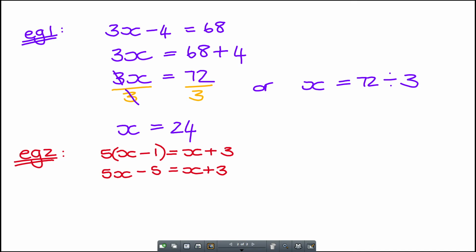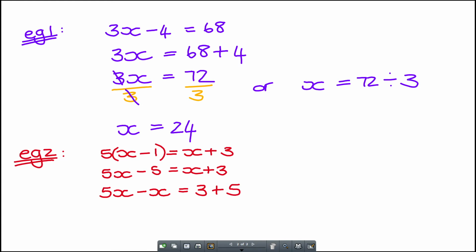Okay, now unknowns to the left. So this one was already on the left. That one has got to move over. Okay, so on the left I had 5x. This x moves over, so it becomes minus x. Then equal to normal numbers on the right-hand side. 3 was already on the right, so I write the 3. Then this minus 5 moves over, so it becomes plus 5.